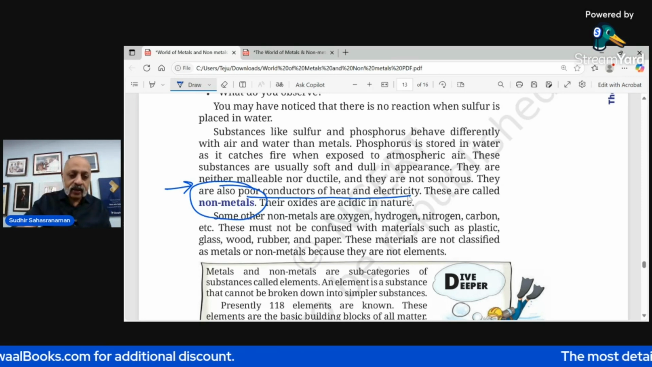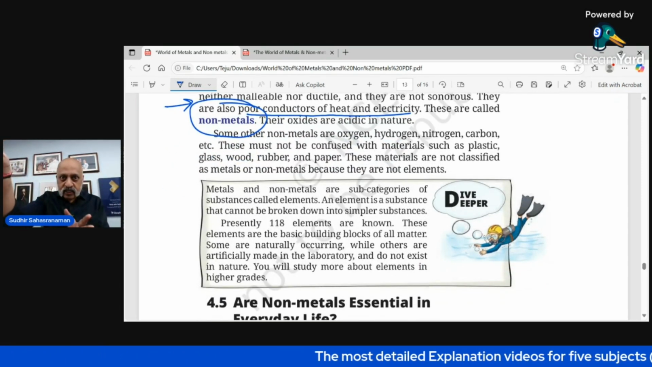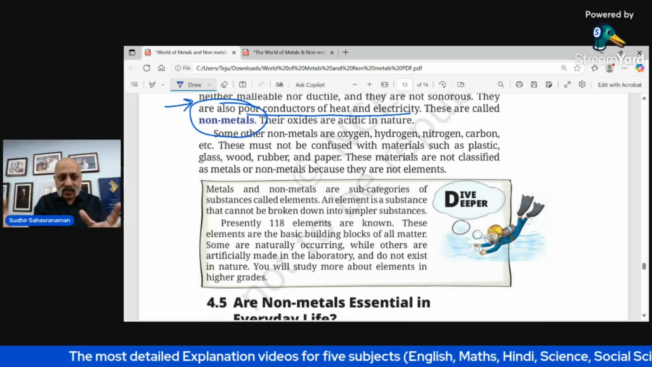Periodic table, class 9 and 10. Now, metals and non-metals are subcategories of elements. Elements, and then there are metals. There are some non-metals. There are some metals. There are some non-metals.